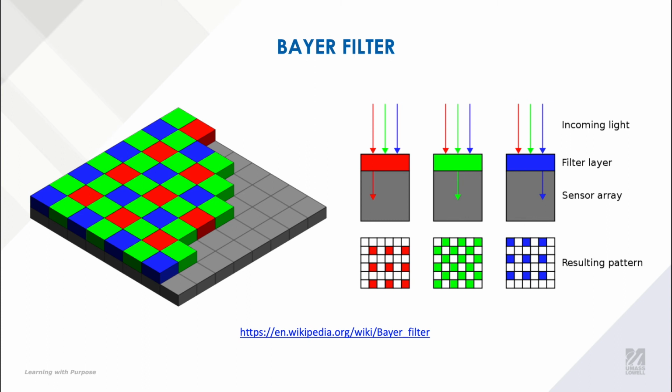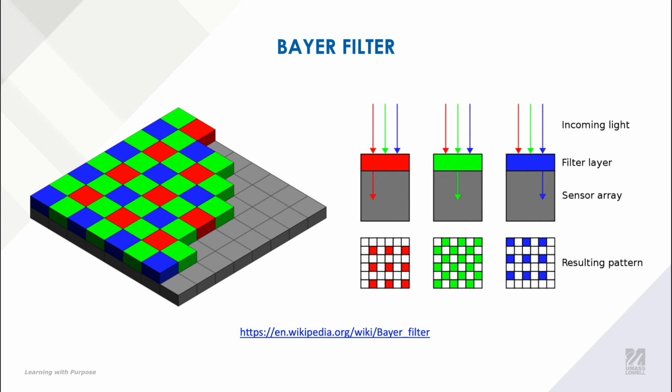You'll notice there are twice as many greens as there are blues and reds. This is partly because it makes a nice pattern, and also partly because that's how the human eye tends to see things. We tend to be a little bit more sensitive towards green, so it mimics how we see the world, which may or may not be how we want robots to see the world, but it's a good starting point.